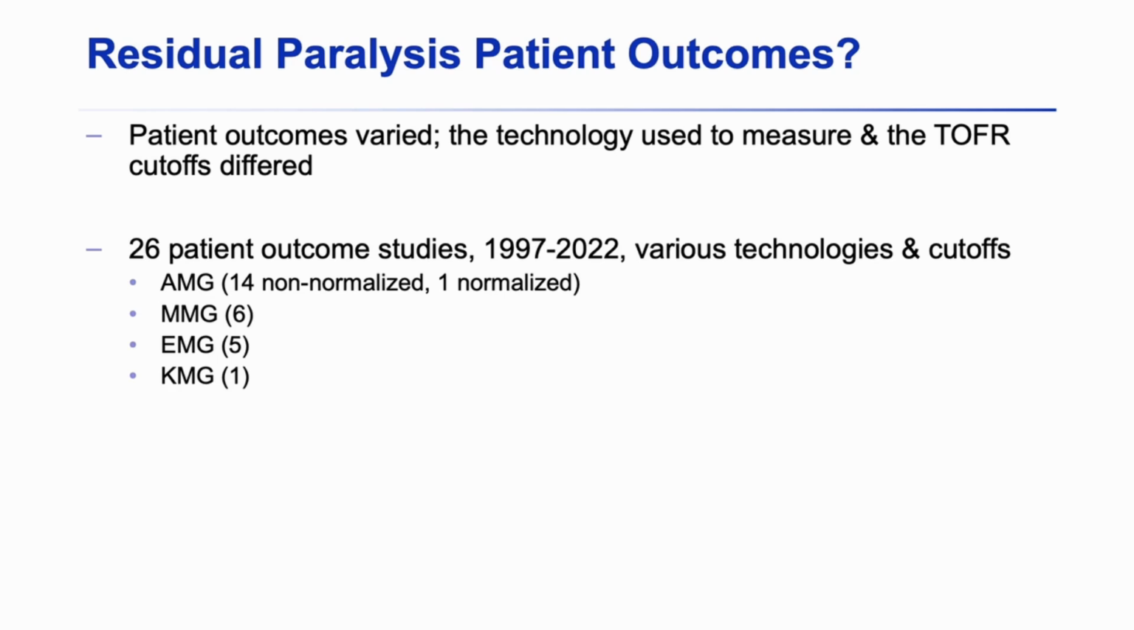Of those 26 studies, the different technologies used: 14 of them use acceleromyography. 6 of them use mechanomyography, which is the reference standard, okay? It's not electromyography yet. It remains mechanomyography. I'm not allowed to use the word gold standard because our statistician said that's not technically correct, so that's why I say reference standard. And then 5 of the studies are electromyography, and 1 is kinemyography.